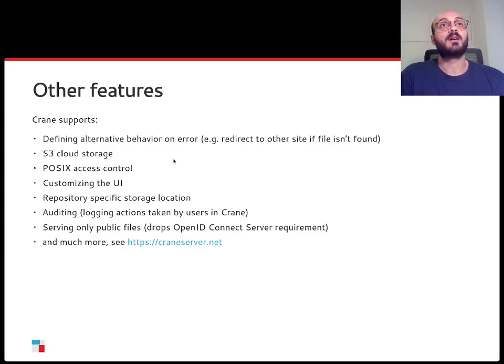Crane also has a lot of other features which I'm not able to go into or explain in detail, so I wanted to just have a fast overview of them, or just briefly touch on them. You can define alternative behavior on errors, which means, for example, if you had a 404 because the file you wanted to find was not in a specific repository, you could define in this repository to redirect the user to another site. So it would use the whole path of the file you are searching for, and then use it on another site.